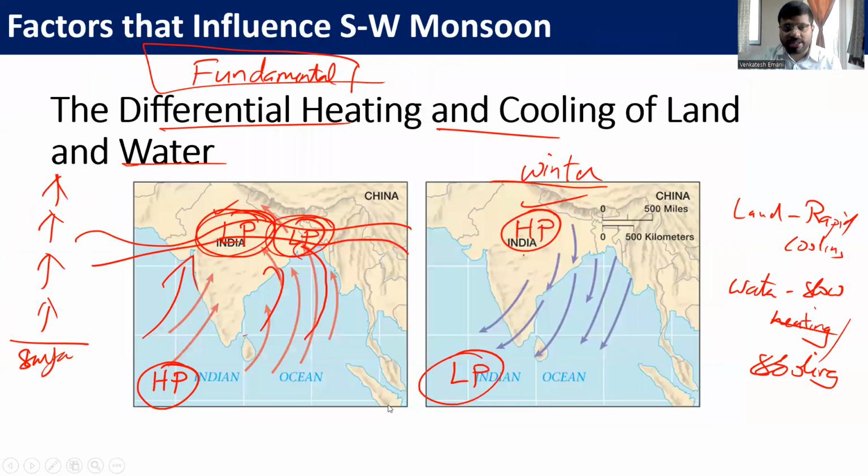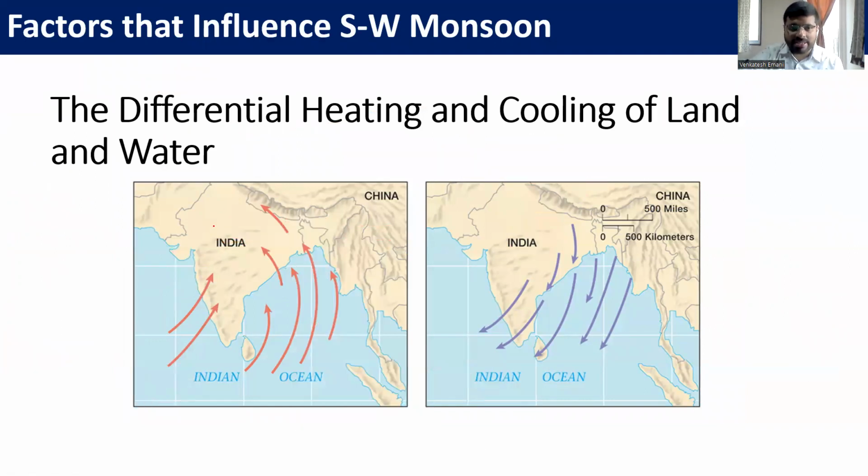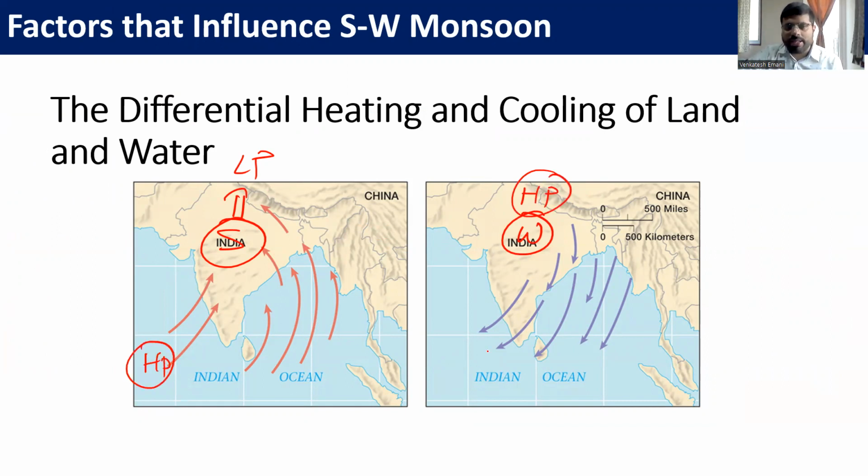Largely, what have you discussed until now? The first factor you have discussed is differential heating of land and water. Overall, I can say that in summer, land rapidly heats up, giving low pressure. In winter, land rapidly cools down, and hence there is high pressure. Relatively, the ocean will be having high pressure in summer, and in the winter, the ocean will be having a low pressure. This factor is correct. Largely, this is true.